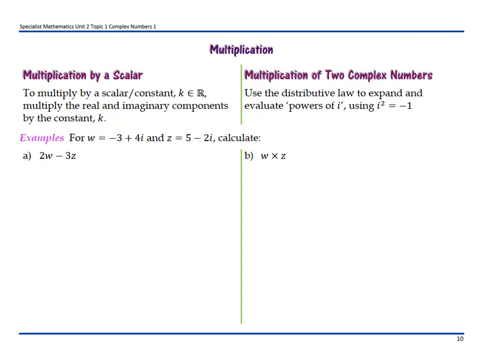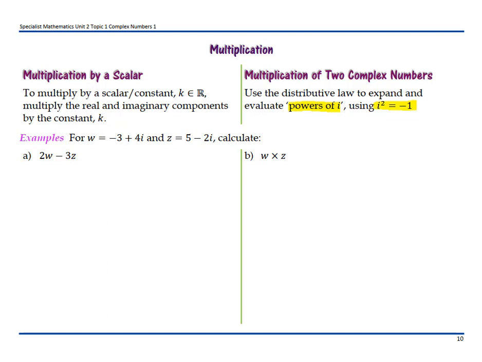When multiplying two complex numbers, we're going to use the distributive law like we would normally do with expanding brackets, and we're going to have to use our powers of i. So powers of i was where we made it into powers of i squared, so then we could evaluate the i squared equals -1. So let's look at an example.